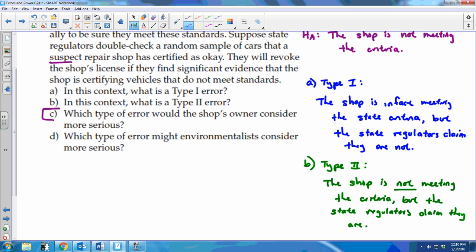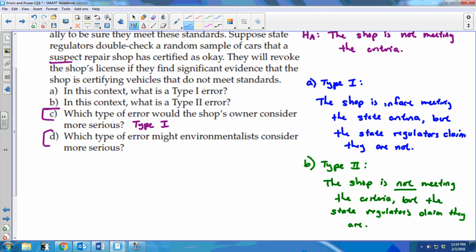C, which type of error would the shop's owner consider more serious? So if you were the shop owner, which of these errors is worse for you? Number 1, right? Because you're doing everything you're supposed to, and they said you aren't, and they're going to revoke your license, and that's just rude. All right, so type 1 would be more serious for the owner.